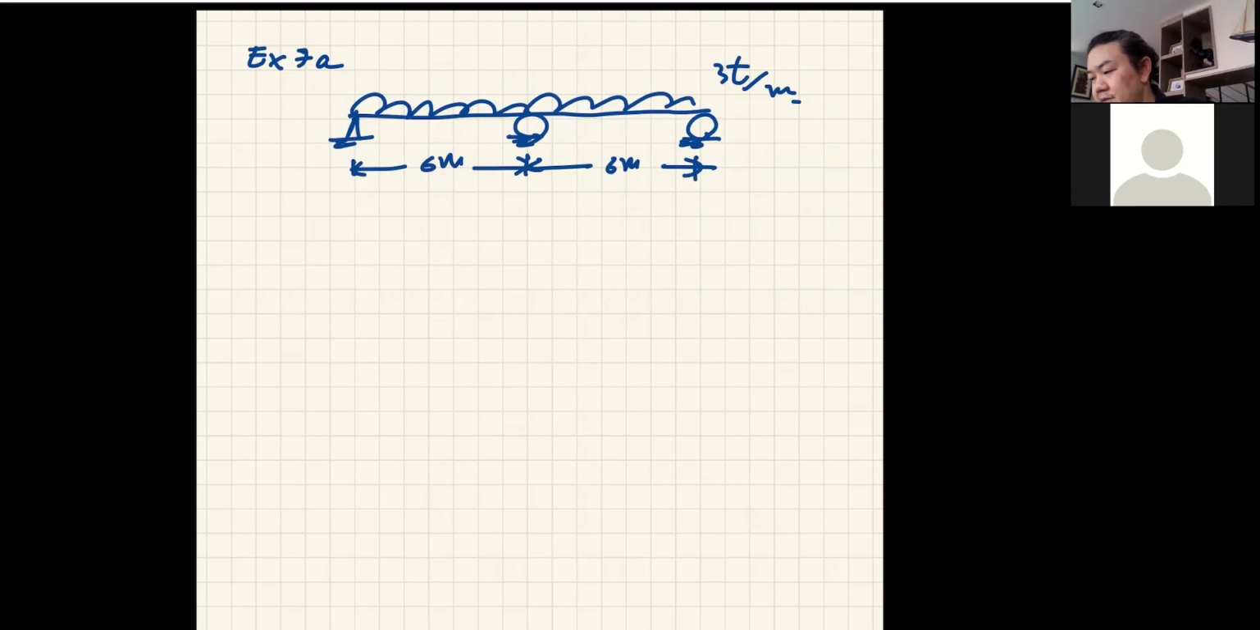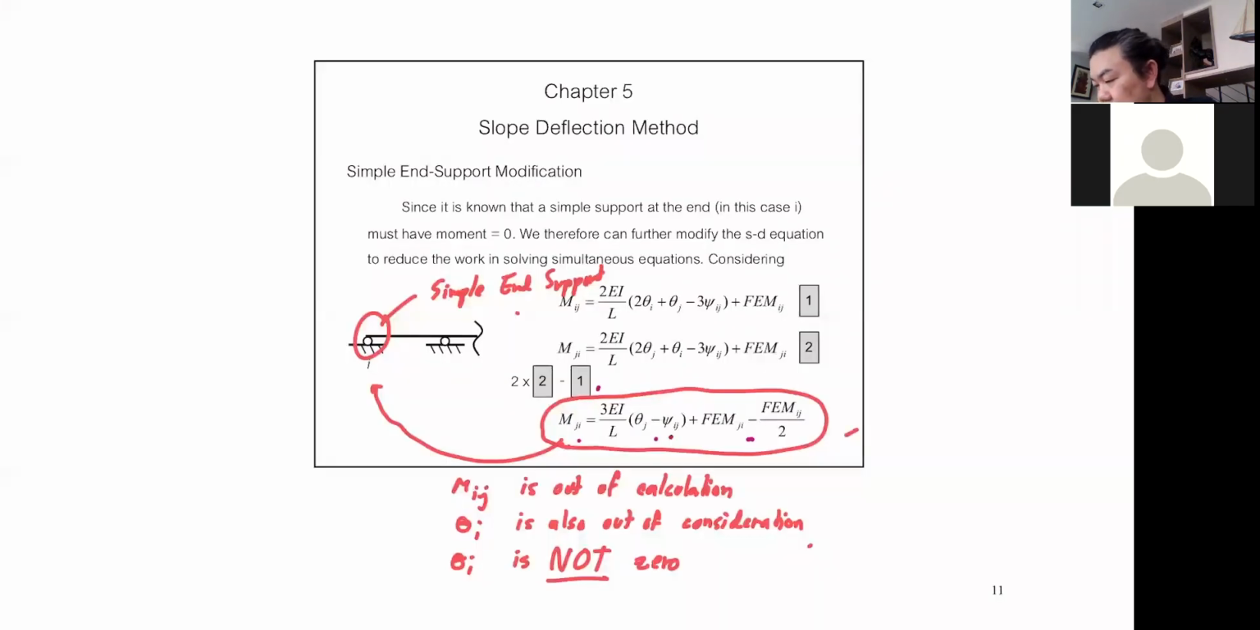So let us focus on the example from the active session number two, the first problem on the second page. You see, this is a continuous beam. And we already mentioned the fact that we can use this modified equation to help reduce the unknown, okay?